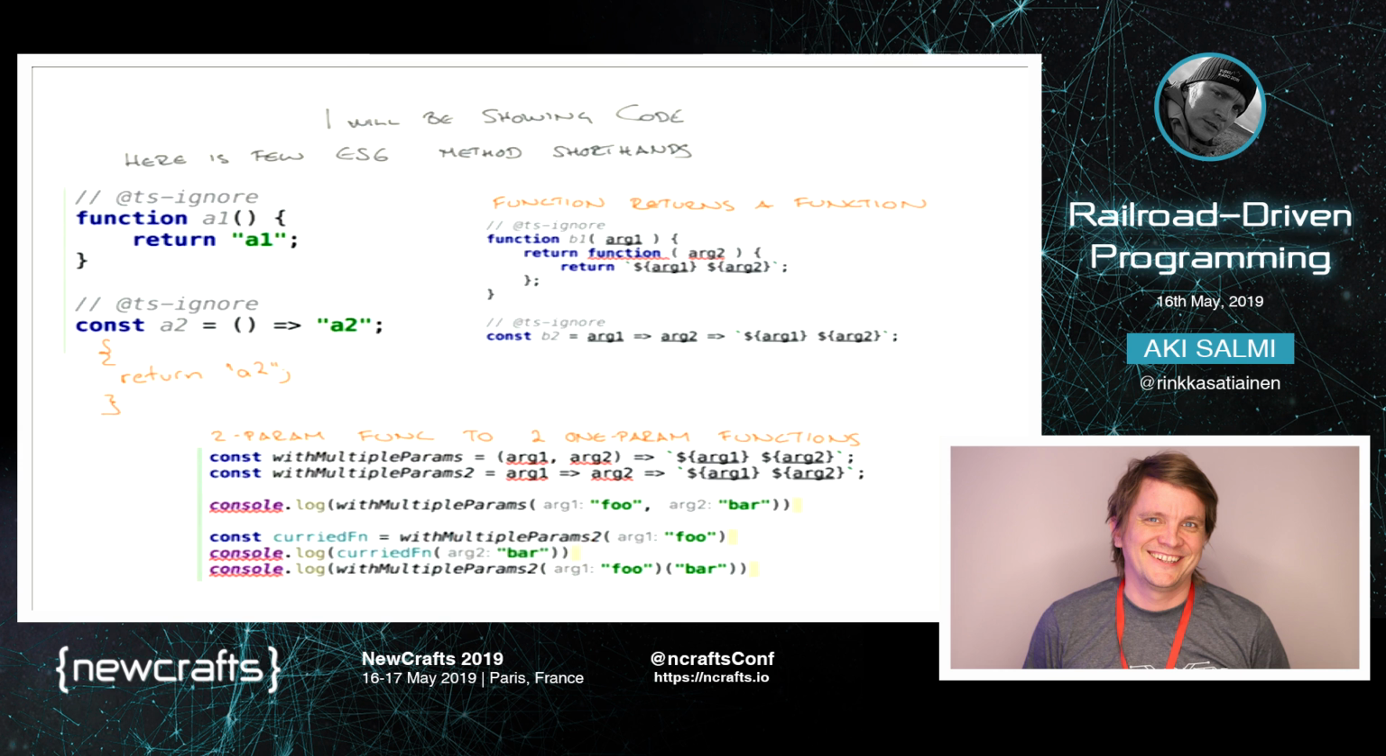A couple of things here about how you can write functions. The ones on the left, A1 and A2, are two different ways to write a function in JavaScript. B2 is a function which takes one argument and returns a function which takes arg2, and then returns a string of arg1 and arg2. A function with multiple parameters is almost the same as a one-parameter function that returns a one-parameter function. Except that with the latter, you can do curried functions, which I'm also using in the code base.